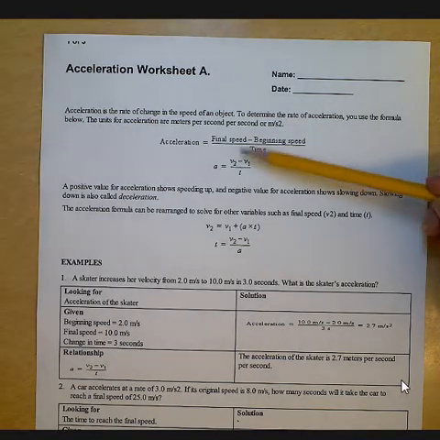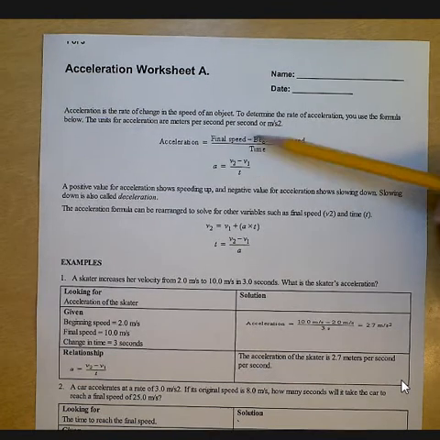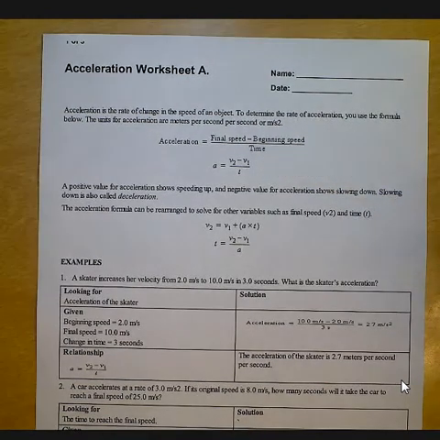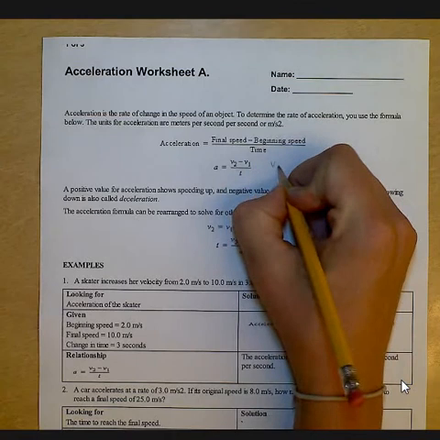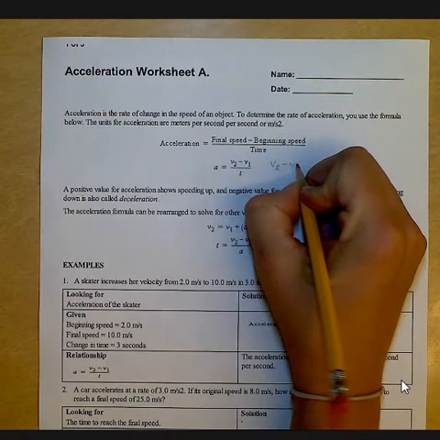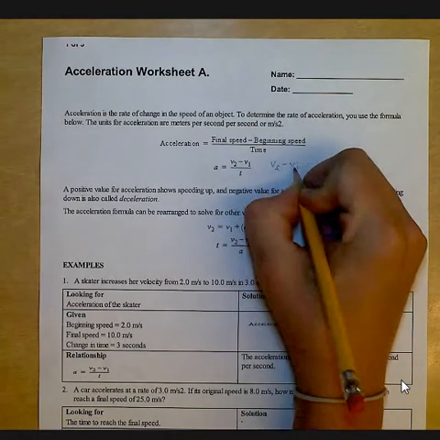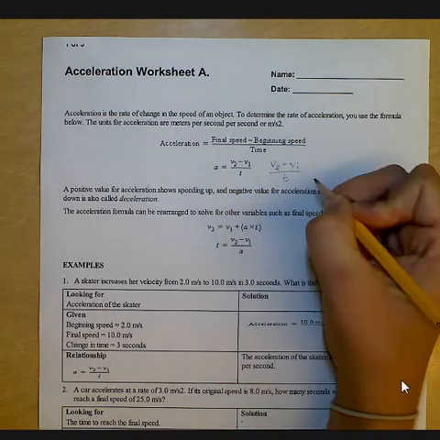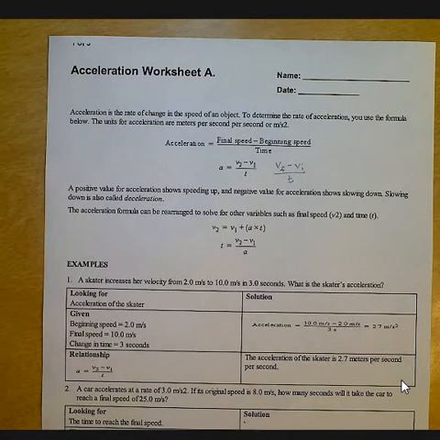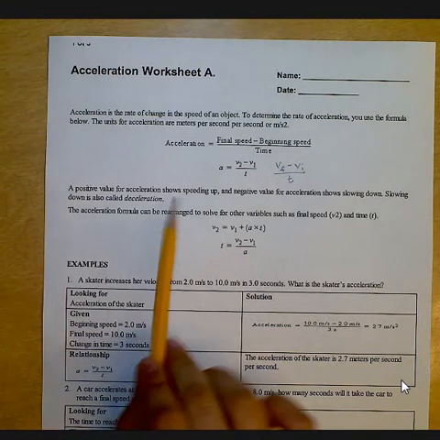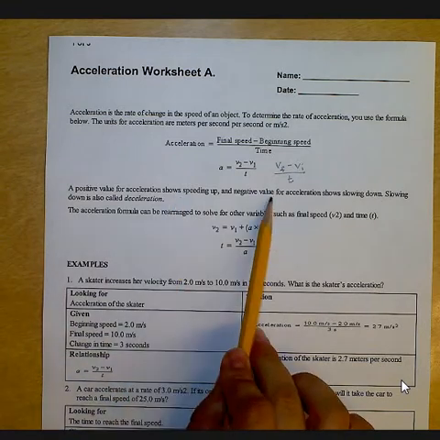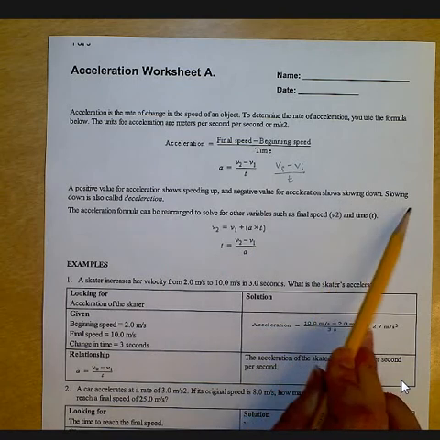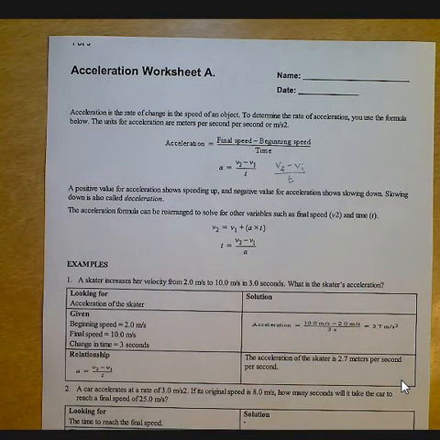Here we have final speed minus beginning speed. Other times you might see people indicate this as VF for V final minus VI for V initial, and then divided by the time again. A positive value for acceleration shows speeding up, and a negative value for acceleration shows slowing down. Slowing down is also called deceleration.